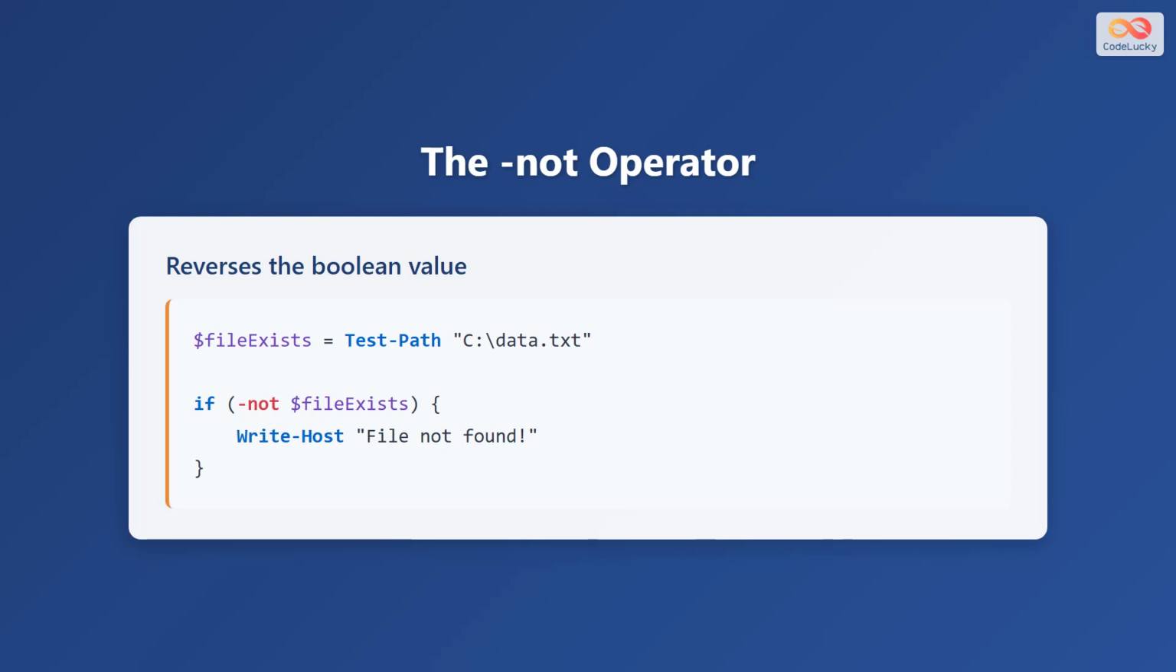The -not operator reverses boolean values. It's commonly used to check for the opposite of a condition. In this example, we use the Test-Path command to check if a file exists at c:\data.txt, and the result is stored in fileExists. The if statement uses -not to reverse this value. If the file does not exist, meaning fileExists is false, -not converts it to true, and the message "file not found" will be displayed. This operator is invaluable for checking negative conditions or inverting logic in your scripts.